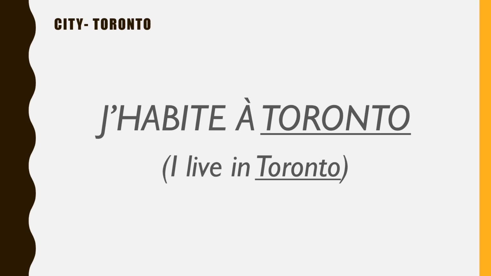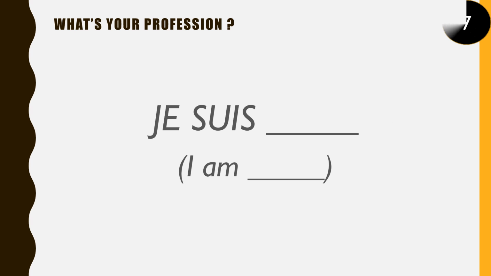I'll use Toronto as an example here. So when you want to tell that you live in Toronto, you will say, j'habite à Toronto. I live in Toronto.